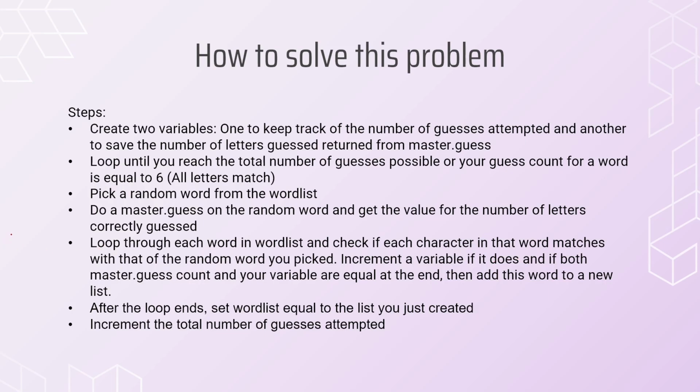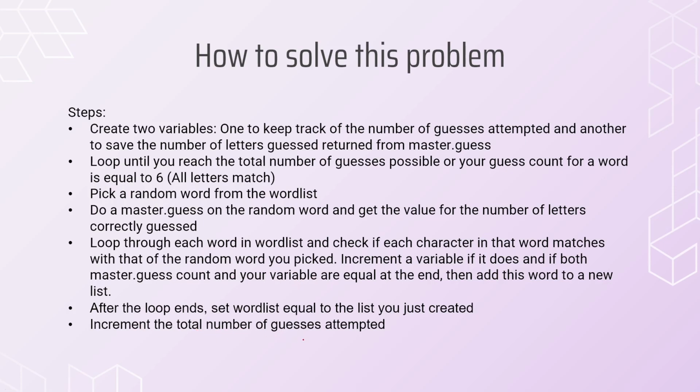Once this loop ends, after going over all the different words in word list, you set the word list equal to the list that you just created. That means you'll minimize the list. Let's say you start off with four words. You'll be maybe down to 3 words if all 3 of those had the same letter in the same position as the one that you guessed.